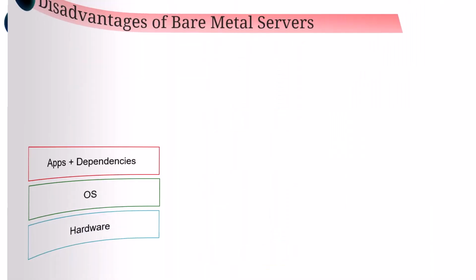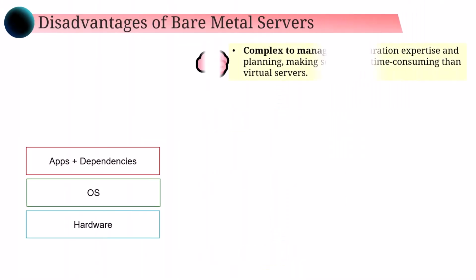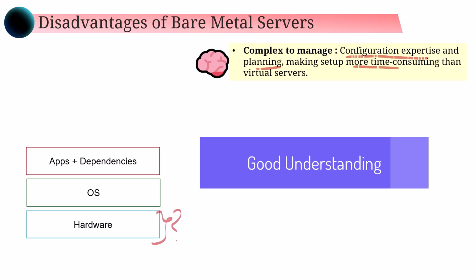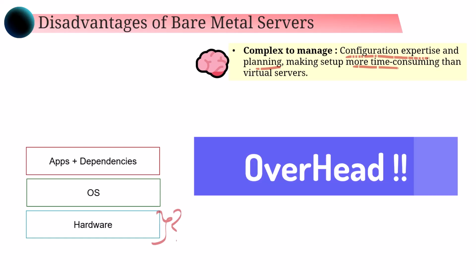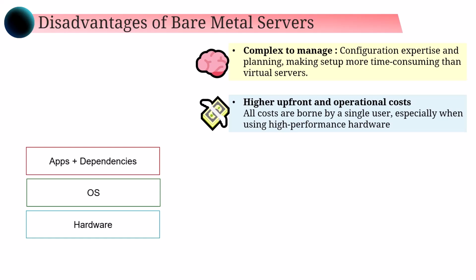So now let's see what are the disadvantages of bare metal servers. First one is complex to manage. It requires extensive configuration expertise, planning, and takes more time to set up compared to virtual machines. The engineers need to have a very good understanding of the underlying hardware, its dependencies, and the prerequisites. That's an overhead for the engineers. It has a higher upfront cost and operational cost, and these costs are generally borne by a single user, especially if it's high performance hardware.